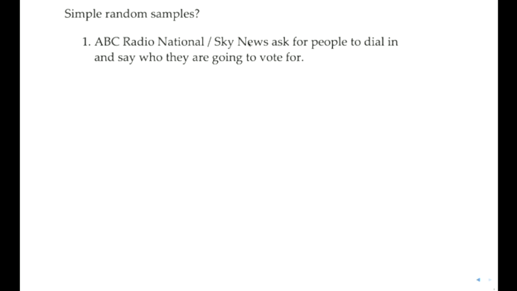So there would be, by virtue of this kind of construction of the sample, a bias such that the ABC sample would have a higher probability of Labor voters being included, and Sky News would have a higher probability of Liberal voters being included. So this would not be a simple random sample because every individual in the population as a whole of eligible voters does not have an equal probability of being included into the sample. As a result, you'd be getting some biased results.